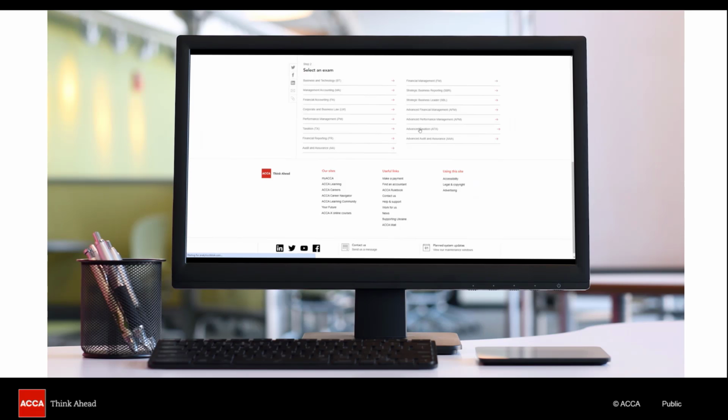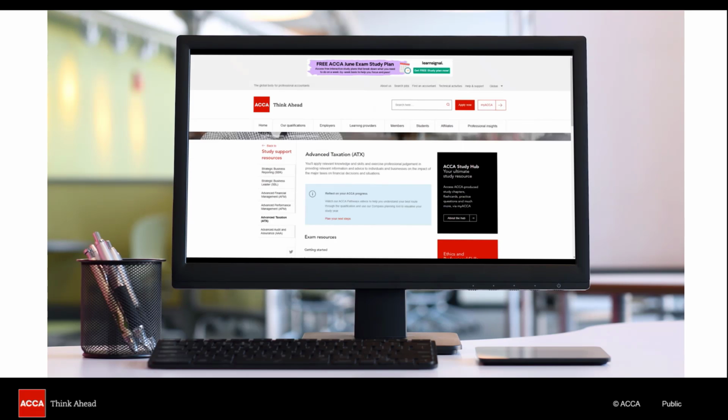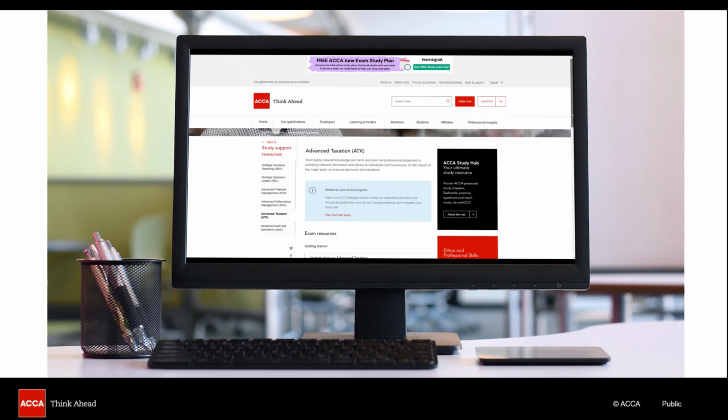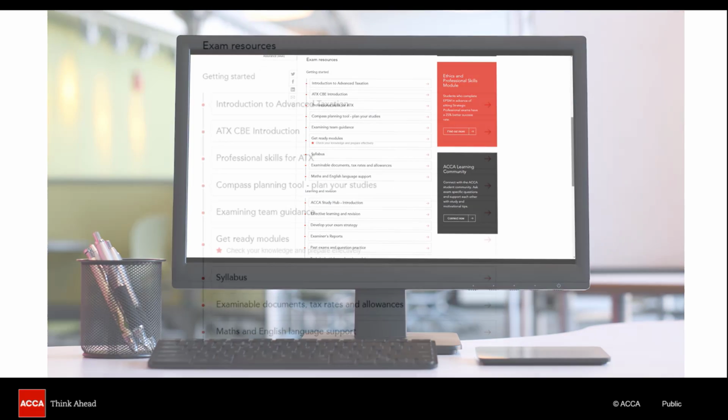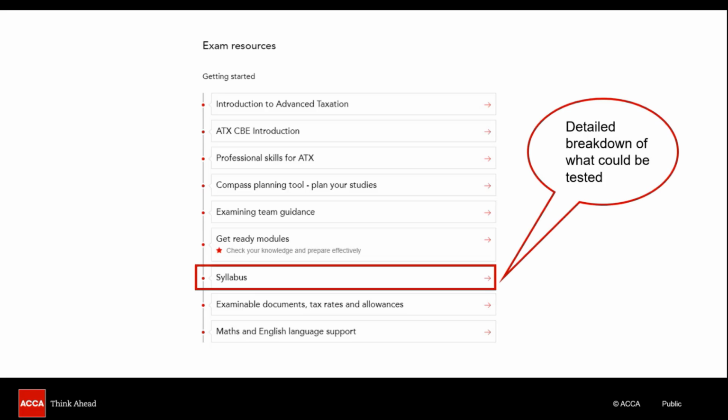Firstly, make use of the resources in the study support section of the ACCA website. Some resources are applicable to all ATX exams, and some are specific to particular variants. A good place to begin is the syllabus and study guide for your ATX variant, which provides you with a detailed breakdown of what could be tested in a particular exam year. It also includes a reading list to recommend suitable learning texts. You will have access to a set of tax rates and allowances during your exam, and a copy of these can be found here as well.